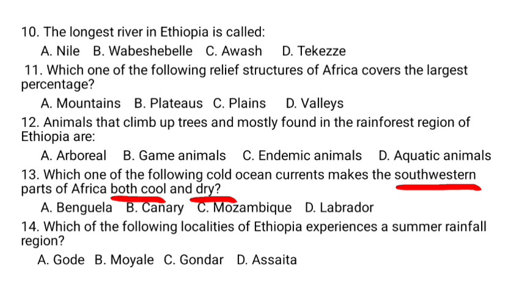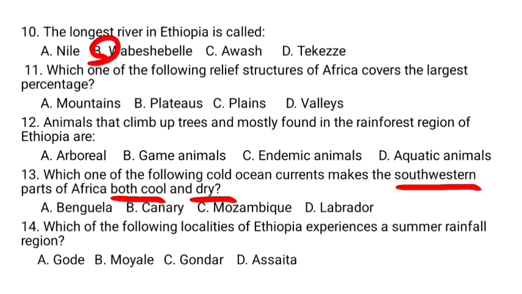Question number 14. Which of the following localities of Ethiopia experience a summer rainfall region? A, Gode; B, Moyale; C, Gondar; D, Asaita. In Ethiopia, the longest river is Wabi Shebele.